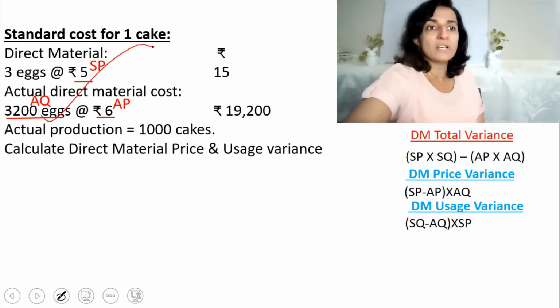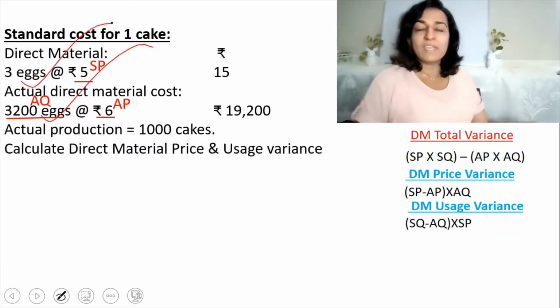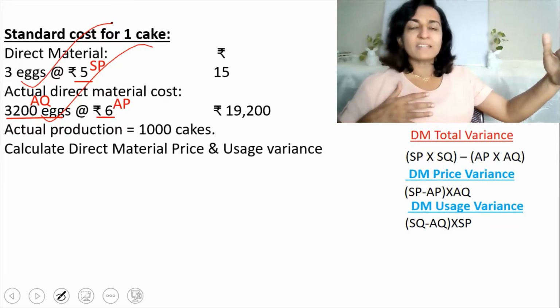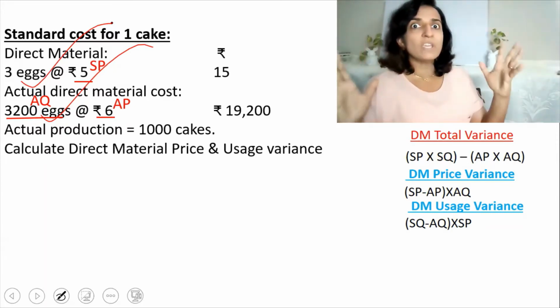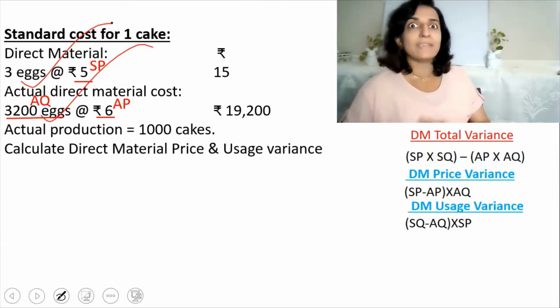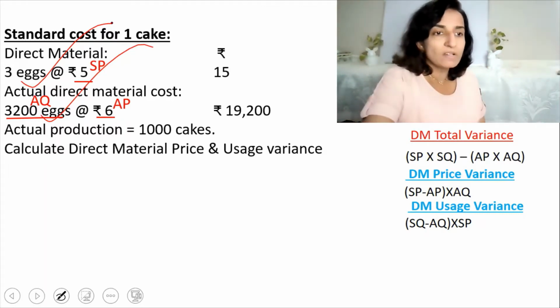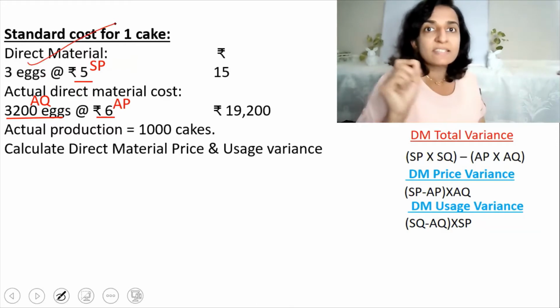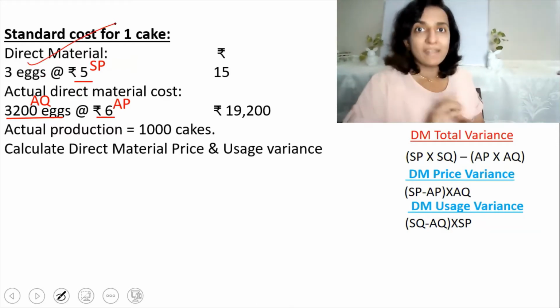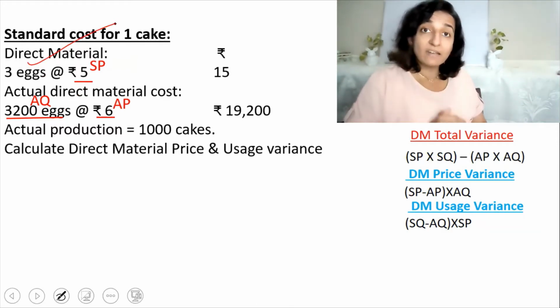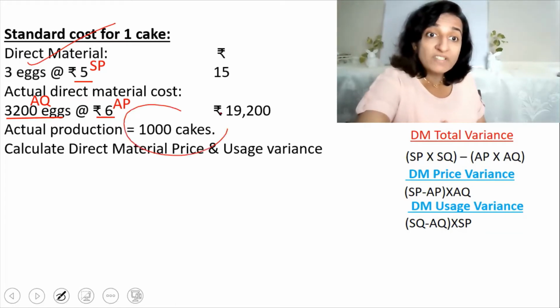Can we compare the 3,200 eggs with the standard of 3 eggs? Can we make a comparison like that? Oh my God, we have used 3,197 eggs extra. Can we say like that? Absolutely not. Because this 3 eggs is the standard quantity for making 1 cake. We need the standard quantity for making 1,000 cakes.